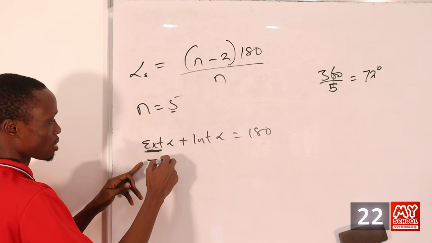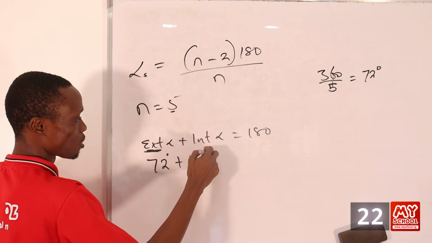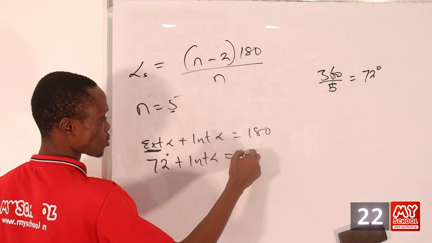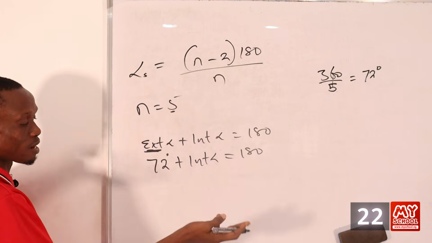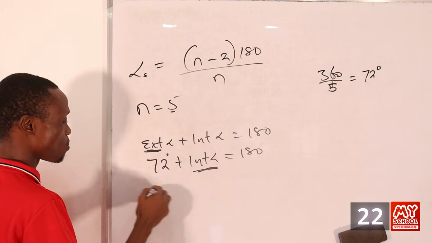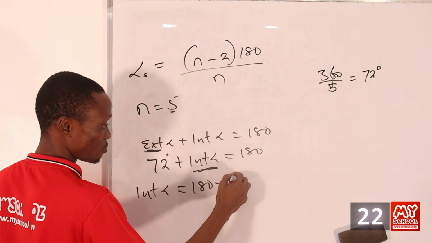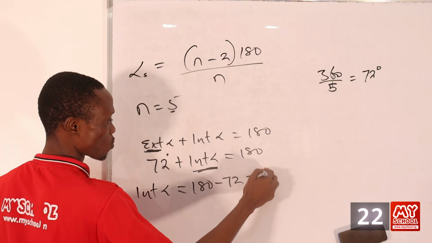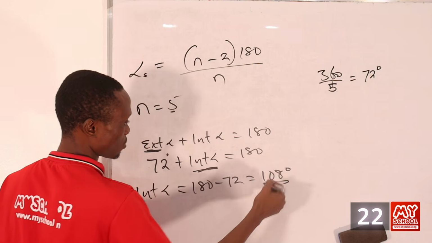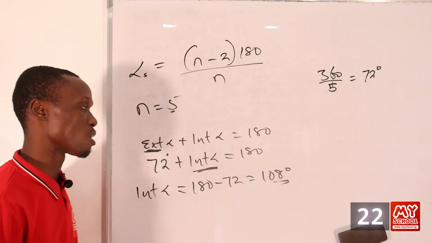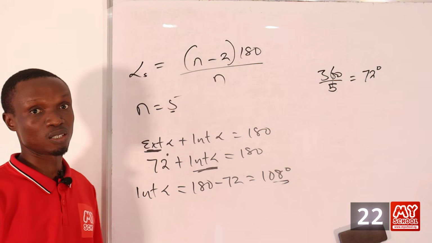So here we write down 72, then plus the interior angle, which is what we are looking for, is equal to 180. So we just collect like terms since we are looking for the interior angle. So here we'll be having the interior angle equal to 180 minus 72. Right, and this will be equal to 108 degrees. Okay, so the size of the interior angle is equal to 108 degrees.